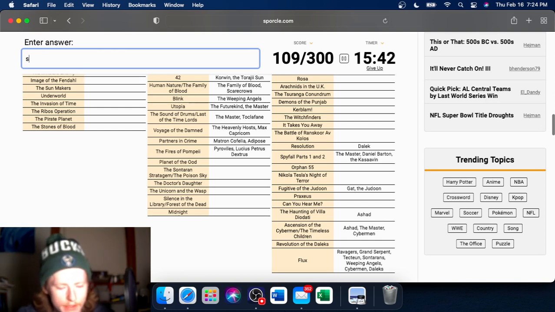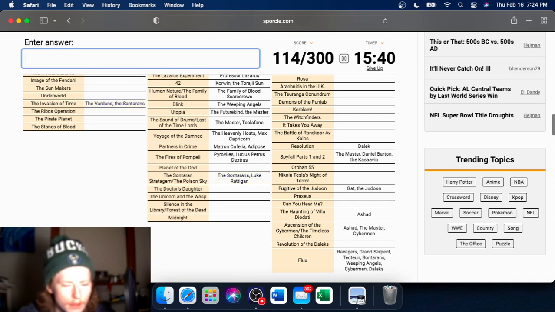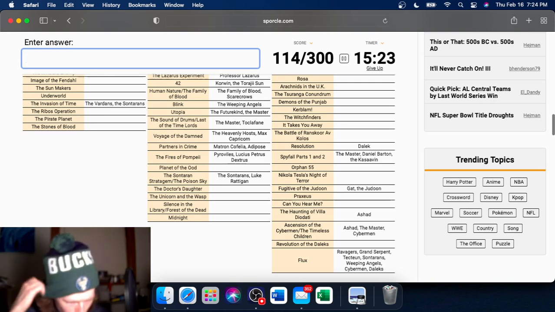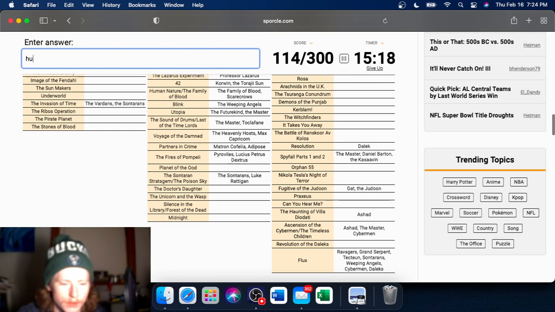Sontaran Stratagem, Poison Sky is going to be the Sontarans. Doctor's Daughter is the fish people called the Hath. The Hath. It's going to make me name the General. No, that's Superman. That's dumb. I hate when they make me name random side characters, even though, yes, technically he's the villain. Humans. Yeah, I don't know. Unicorn and the Wasp, Vespiform. Silence in the Library, Vashta Nerada, with an E. Midnight, the Midnight Entity.